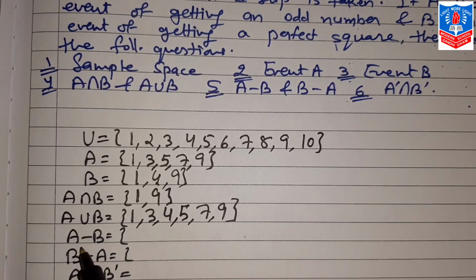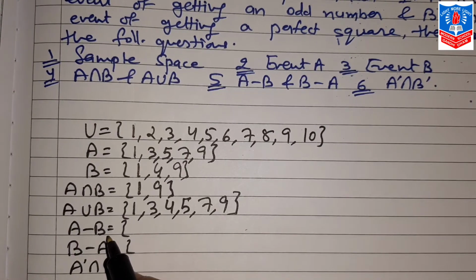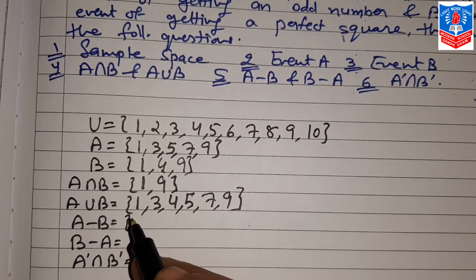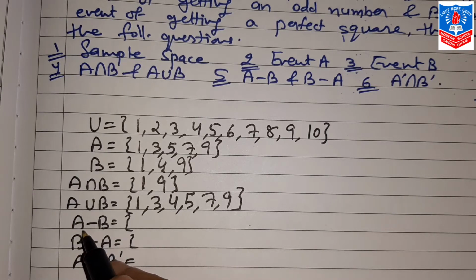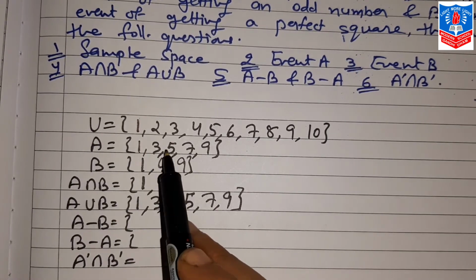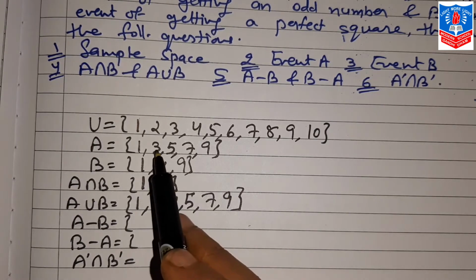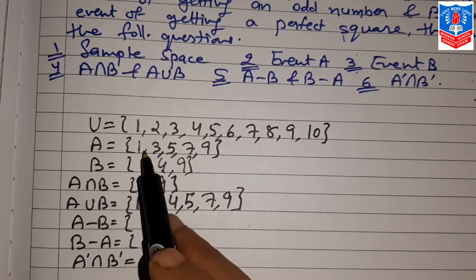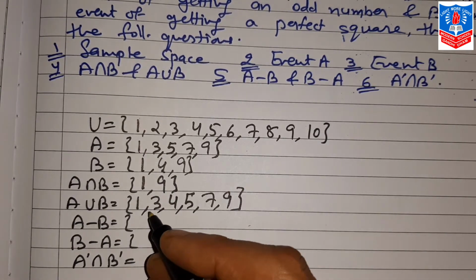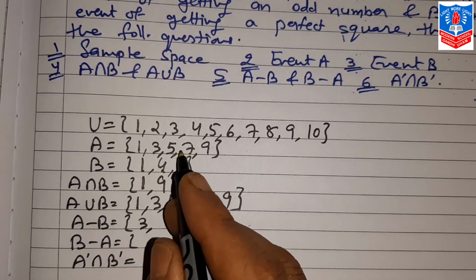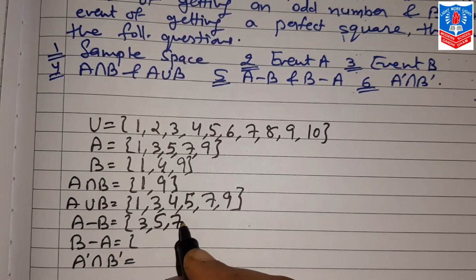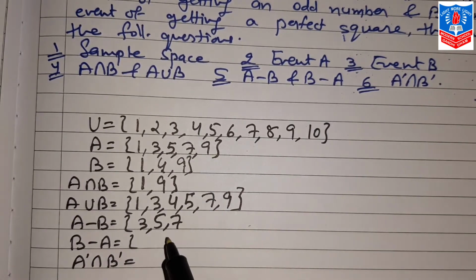Now next is A dash B. Do you remember A dash B is what? Difference event of A. That shows the elements which are only in A. Now here you can see the elements which are common in A as well as B, those we exclude. We write only elements which are in A. Now see, 1 is in both, so we will not write that 1. We will take 3, then 5, then 7. Again 9 is common in both, so we don't write. So your A dash B will be 3, 5, 7.